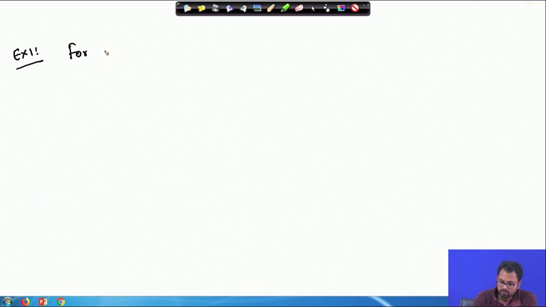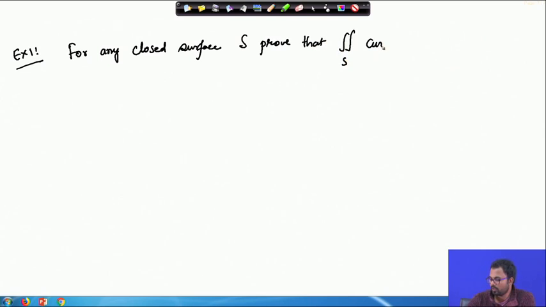So, for any closed surface, let us consider the first example. For any closed surface S, prove that the surface integral of curl of f dot n dS equals 0. So, this is what we have to prove.